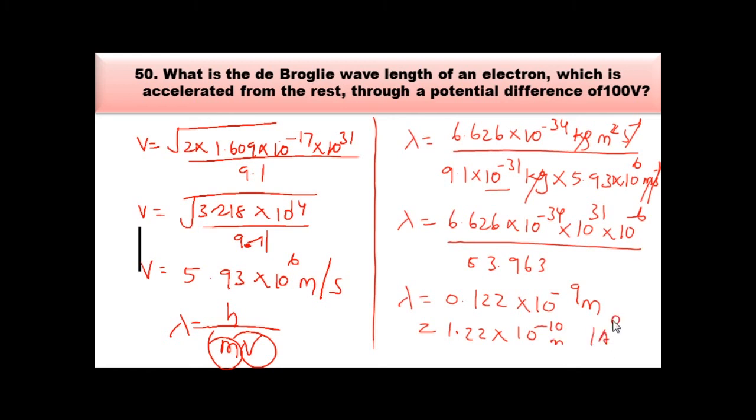1 Angstrom equal to 10 power minus 10 m. So final answer 1.22 Angstrom. This is the wavelength lambda. The wavelength of electron lambda equal to 1.22 Angstrom.